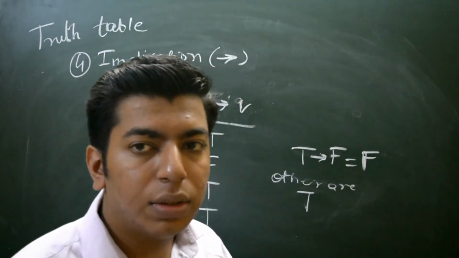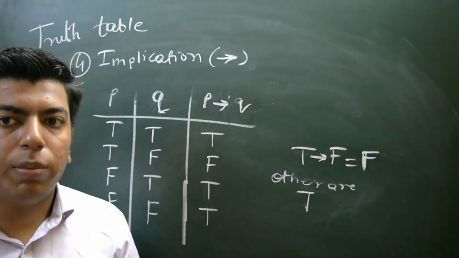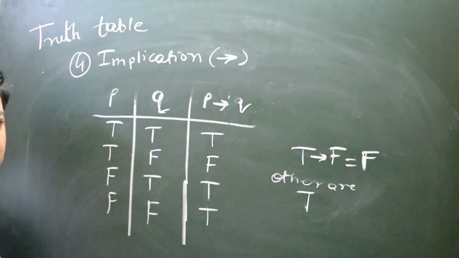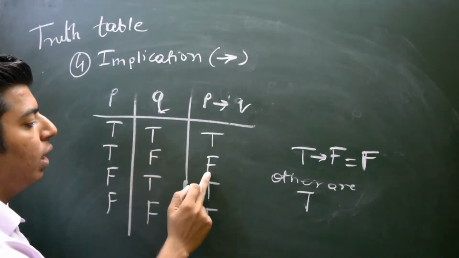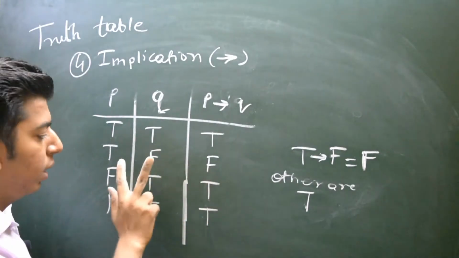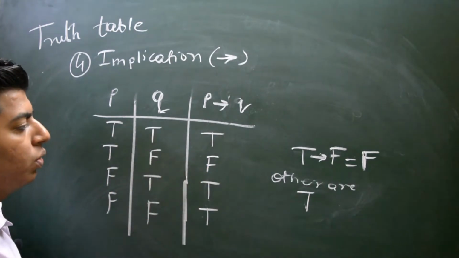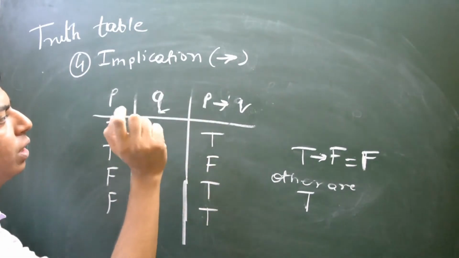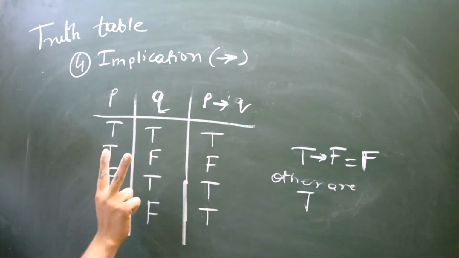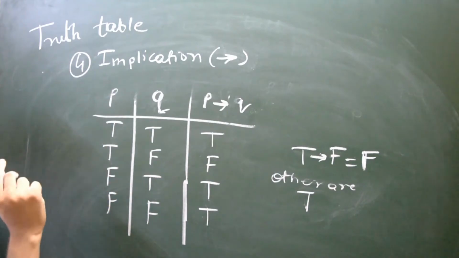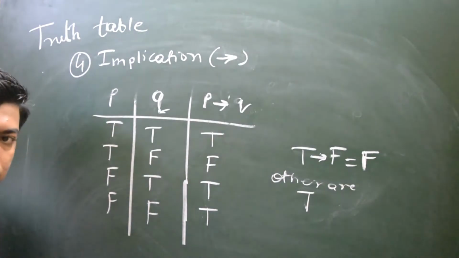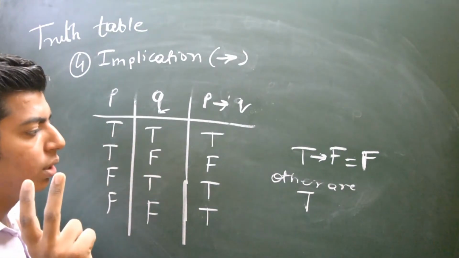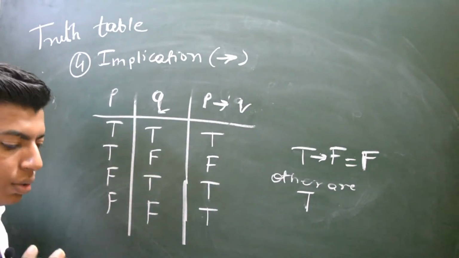So the next is implication. In this I am going to give you one trick to remember this. If there is a T F, then the result will be false. T F F, others are true. This is the symbol for implication. So T T, true. T F, whenever you are finding T F, directly write down false in front of it. This is implication. T F F, others are true.